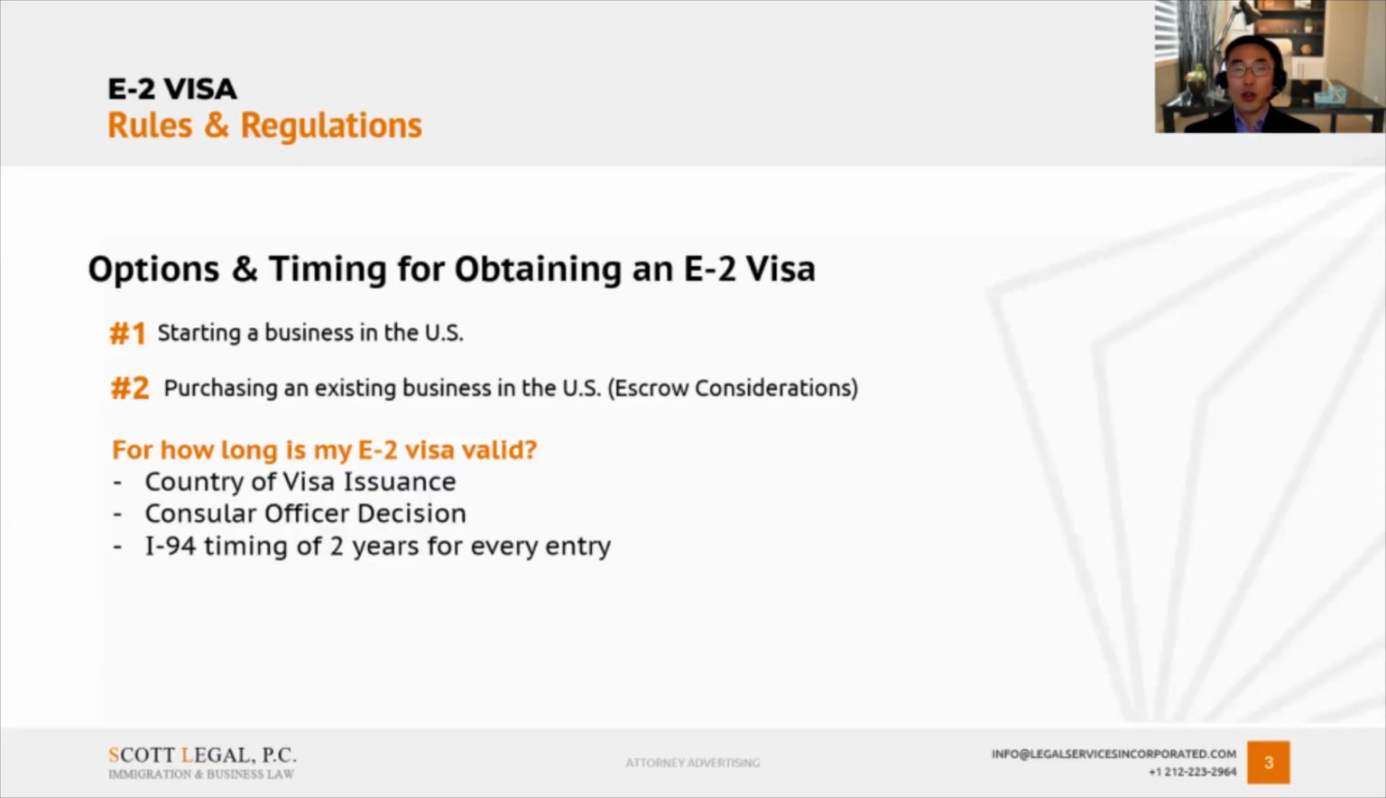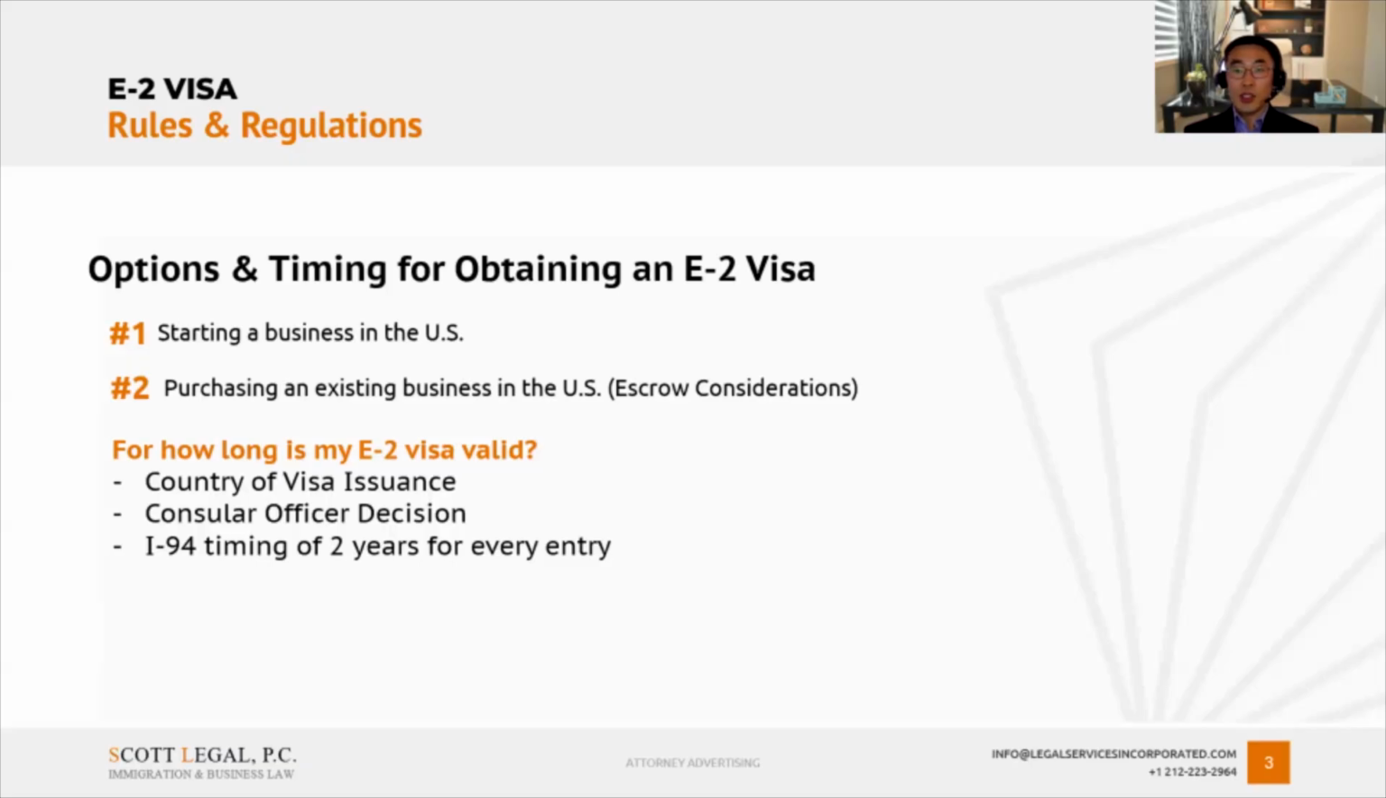So please make sure to understand the difference between the visa and status. A visa is more like an admission ticket to the United States, but once you are inside the United States, your authorized duration of stay is not governed by the visa. The CBP's I-94 form will decide the duration.